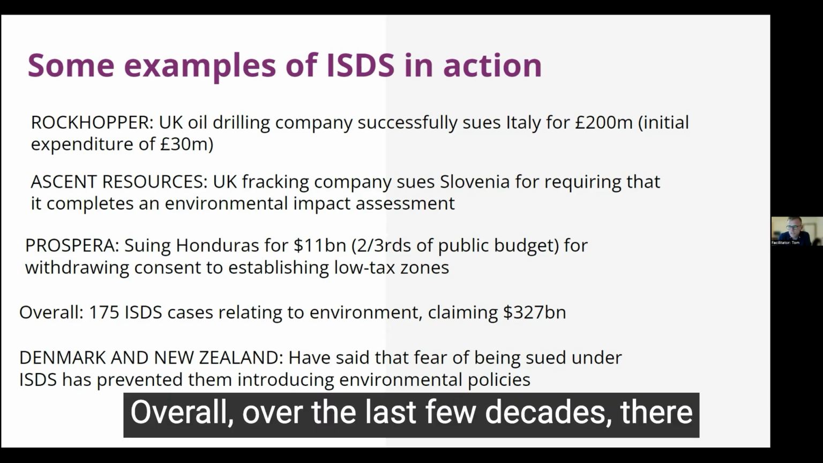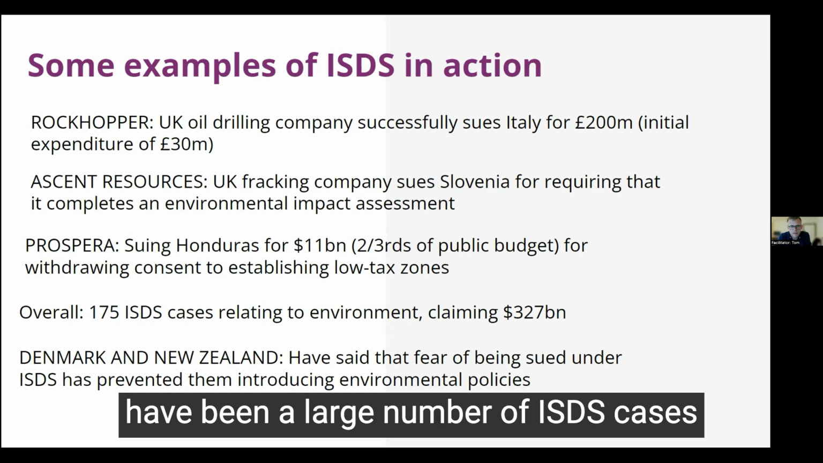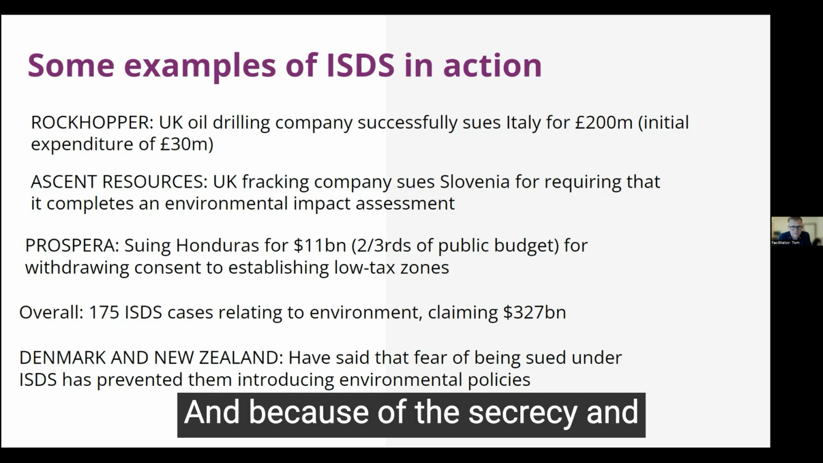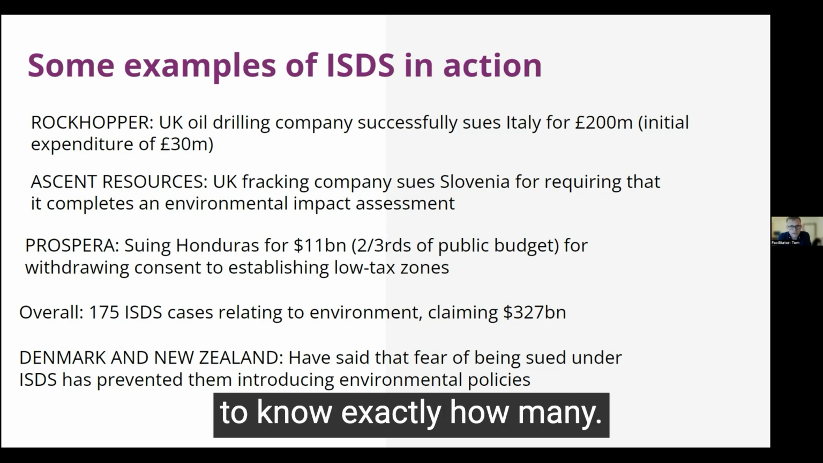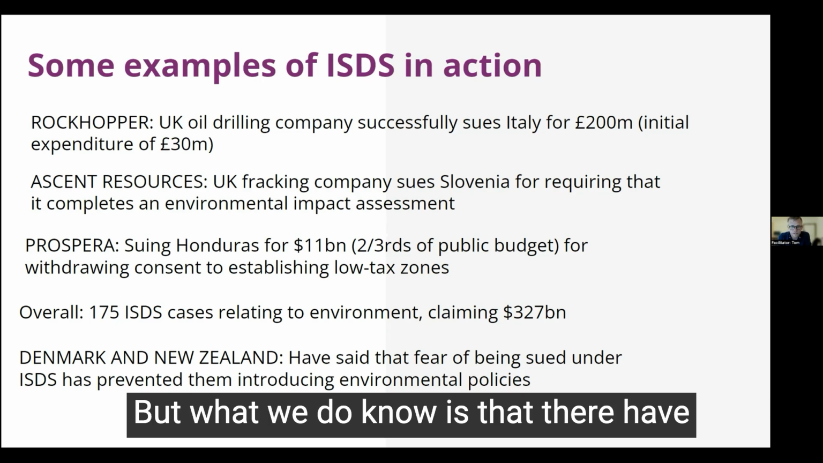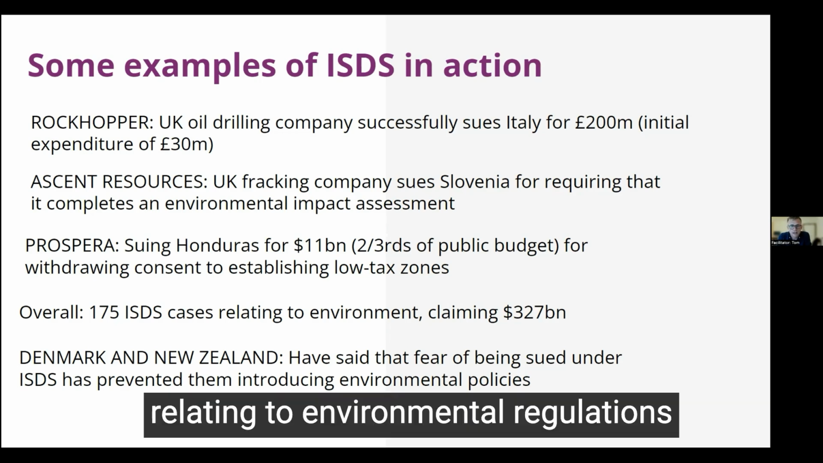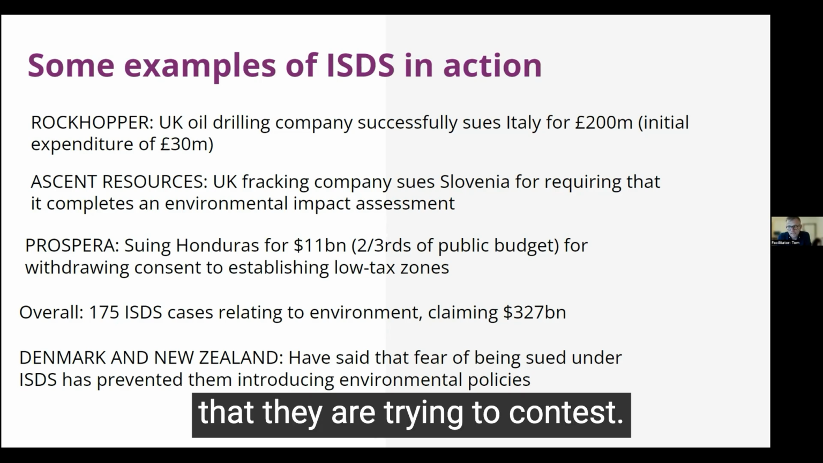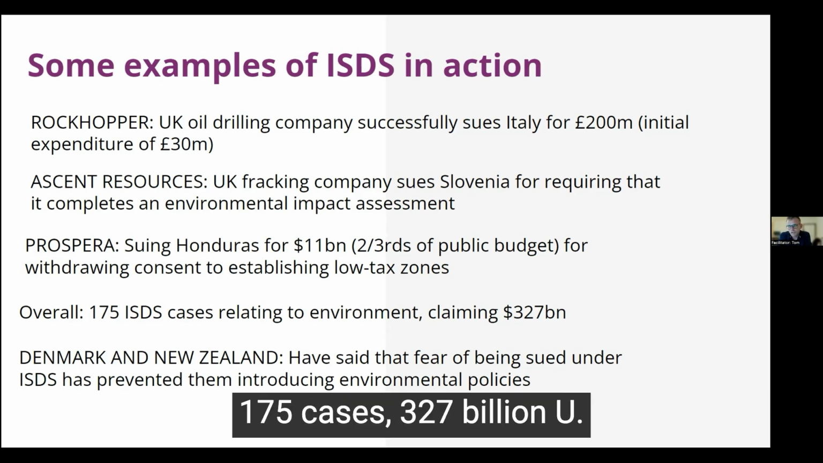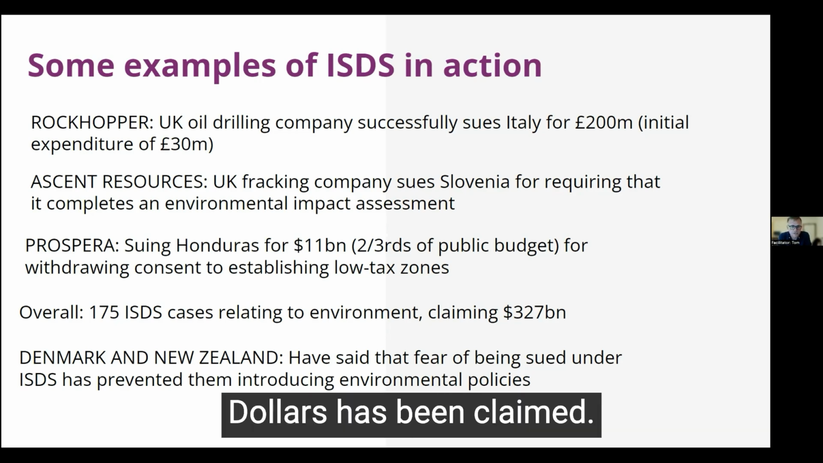Overall, over the last few decades, there have been a large number of ISDS cases that have been brought and dismissed, and because of the secrecy and opacity in the system, it's difficult to know exactly how many. But what we do know is that there have been 175 cases brought by companies relating to environmental regulations that they are trying to contest. And overall, of those 175 cases, 327 billion US dollars has been claimed.